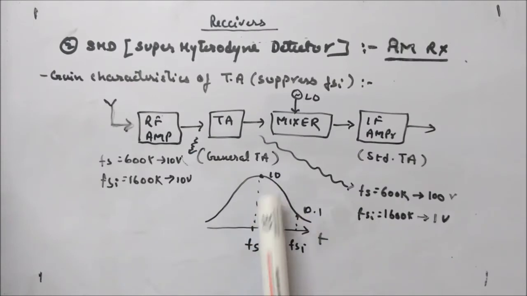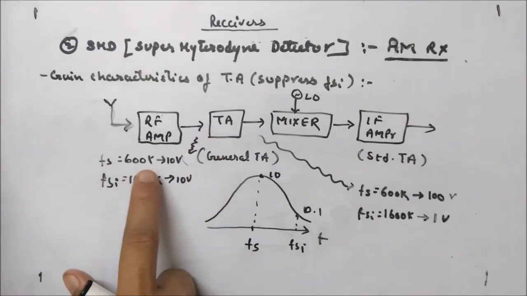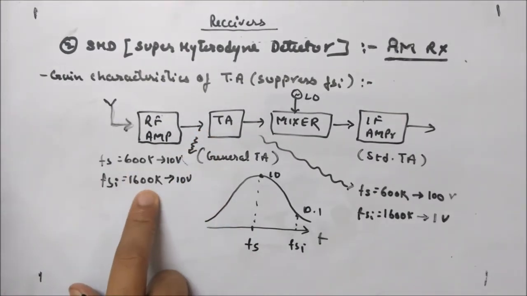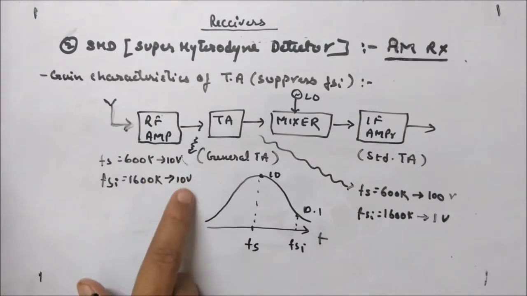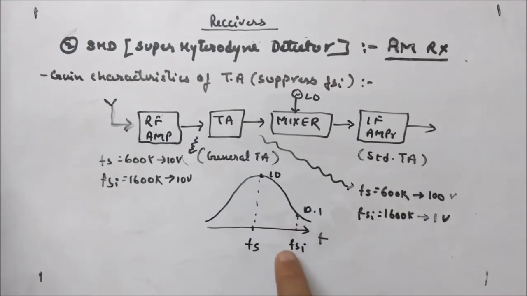So the amplitude is 10 at Fs and 0.1 at FSI, where Fs at the input of the tuned amplifier is 600 kilohertz and FSI is 1600 kilohertz, both having an amplitude of 10 volts. So what will happen at the output of this tuned amplifier? The frequency will not change. Fs and FSI will remain 600k and 1600k, but the amplitude will change.